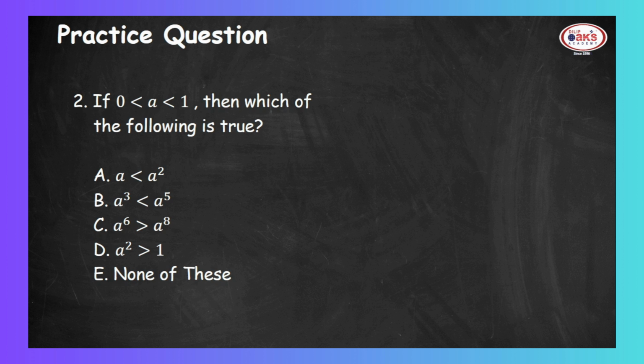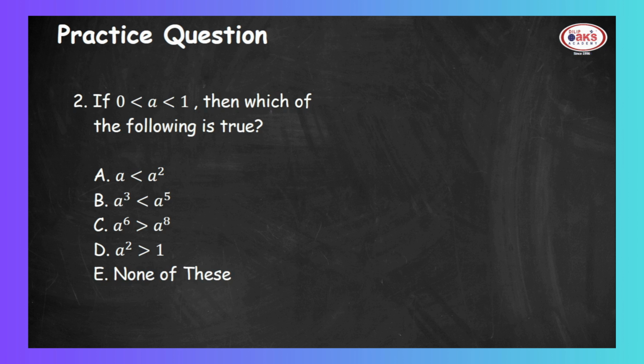Let us go to the second question here, which says that A lies between 0 to 1, then which of the following is true? So here you can see there is only one answer which is going to be correct, because they have not asked us to mark one or more correct.